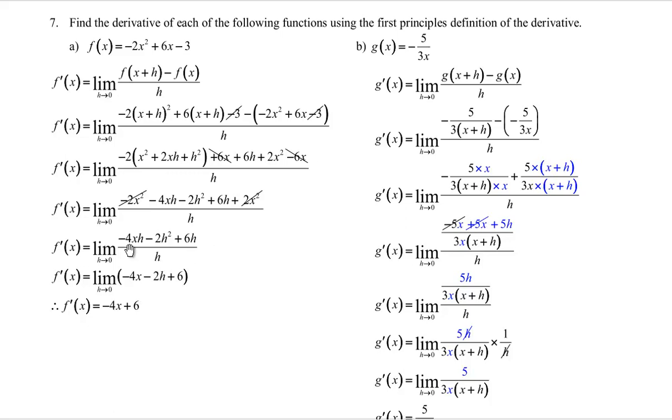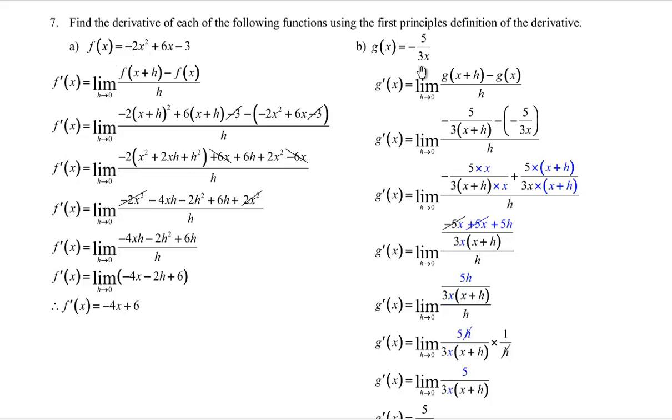Once this h divides out, -4xh divided by h is -4x. The h is divided out there. -2h squared divided by h is -2h, and 6h divided by h is 6. As h tends towards 0, that becomes insignificant, and so we just get -4x plus 6. So that is the derivative of this function.